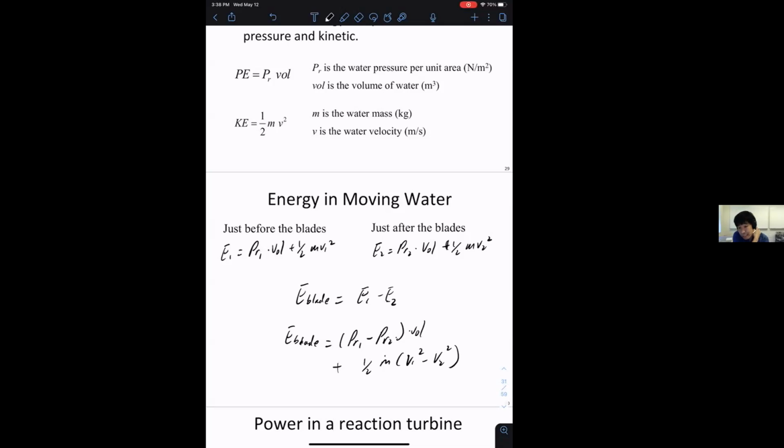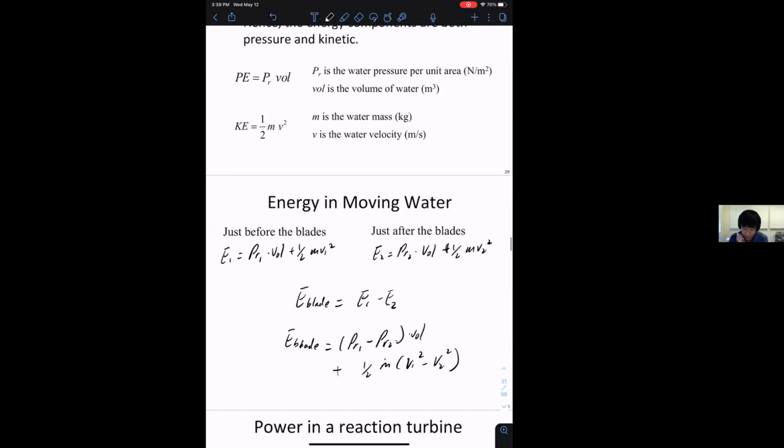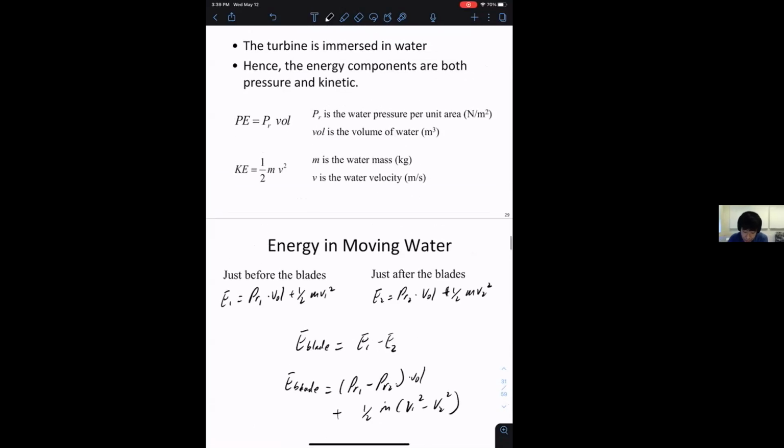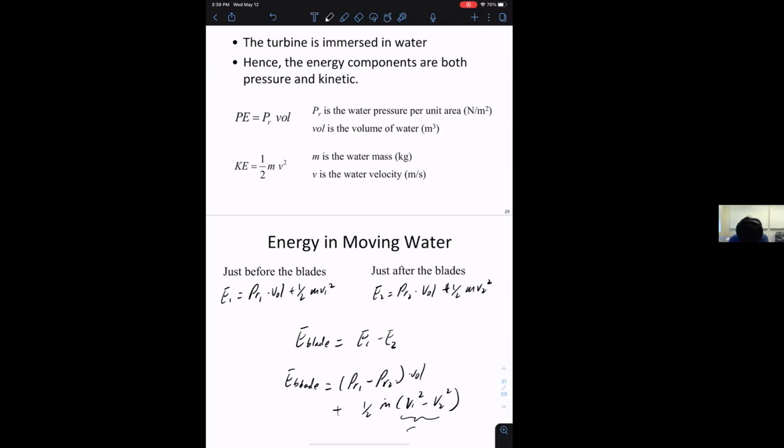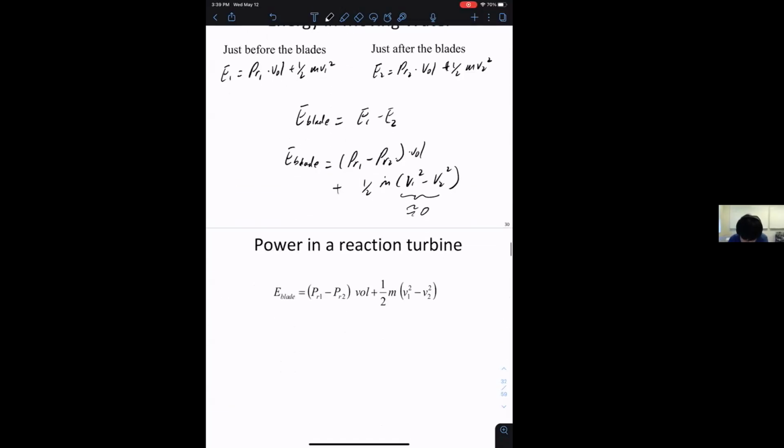Then if you look at the reaction turbine, since this whole thing is entirely immersed in water, do we anticipate a large speed difference before and after the blade? Was the speed change appreciable? No. This whole thing is in water, and the water is incompressible and all that. So the speed difference is roughly 0. We'll make one assumption, V1 equals V2, so we're going to kill this term.